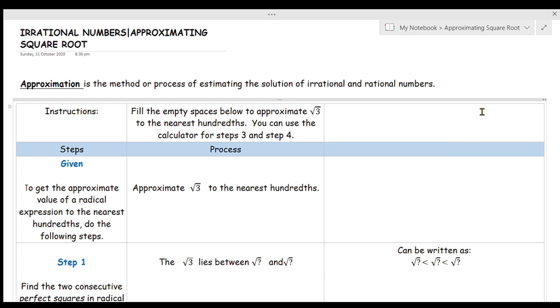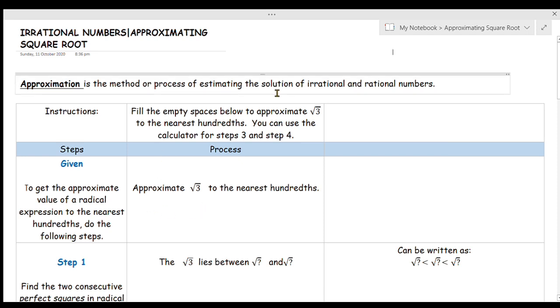Okay, Grade 7 Kamat Learning. Dito naman tayo sa approximating the square root. Since alam na natin kung saan sila matatagpuan, yung non-perfect squares matatagpuan natin between two integers. So ngayon, alamin natin or mag-approximate tayo ng square root. When we say approximate, kailangan natin i-estimate. So approximation is the method or process of estimating the solution of irrational and rational numbers.